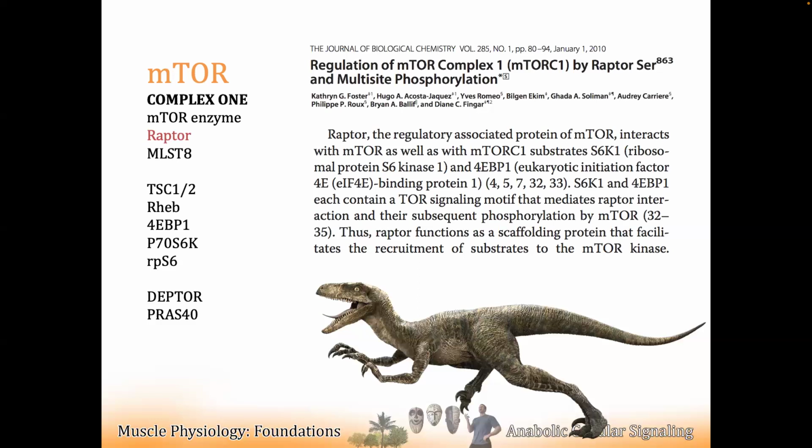And Raptor has some diverse roles, but its primary role seems to be the recruitment of downstream targets for mTOR, 4EBP1 and P70S6K. So remember, mTOR is a kinase. It phosphorylates stuff. That's how mTOR sends its message. It attaches phosphates to things, but it can't just send phosphates out into the abyss and then hope they find their target. It needs a headhunter who can seek out candidates and bring them to mTOR. That's Raptor. Raptor is the recruiter for mTOR.